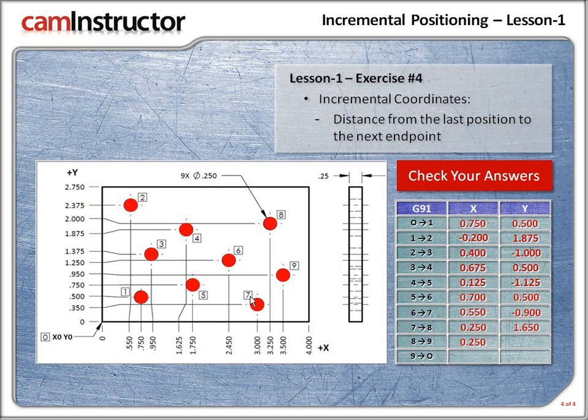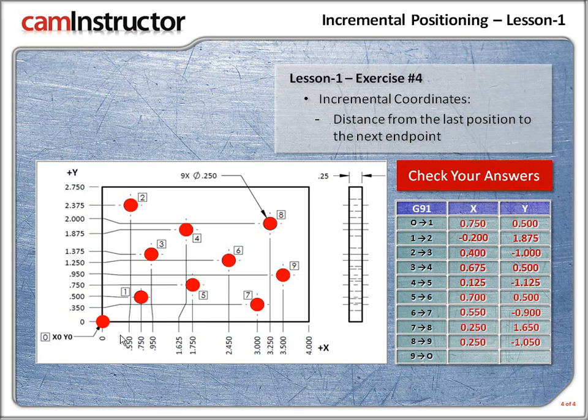Now, how much would you move in the y-axis from 8 to 9? Well, that's going to be a negative amount of minus 1.05. So, how do we get that? That's this 2-inch dimension minus this 0.95 dimension here, and you'll end up with 1.05. Now, next up, what about 9 back to the origin?